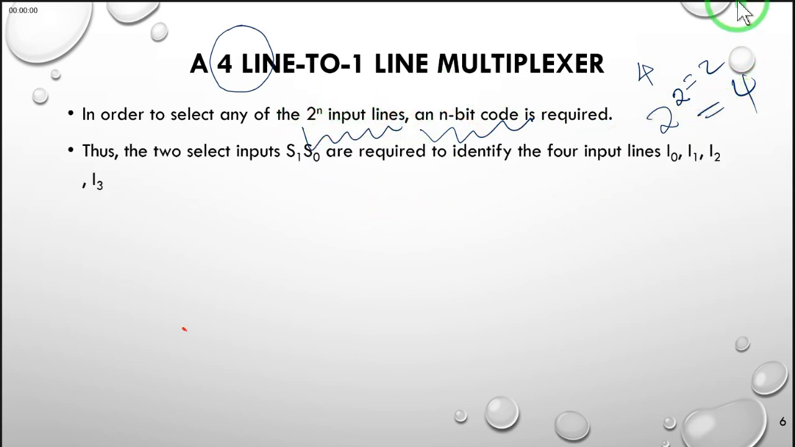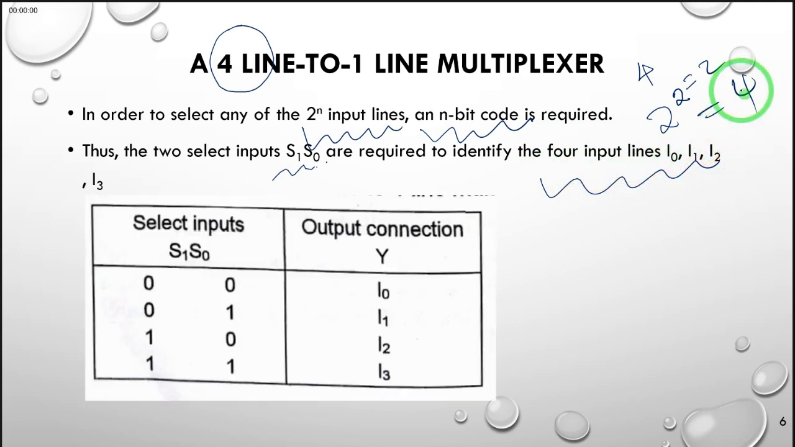These 2 select lines are designated as S1 and S0 when they are used to identify any of the 4 input lines I0, I1, I2, and I3. The select lines may be represented by a truth table of the 4-line to 1-line multiplexer. The truth table says when you set the select line code to 00, then what is going to be connected to the output Y is I0.